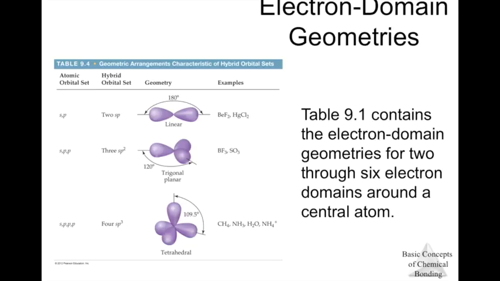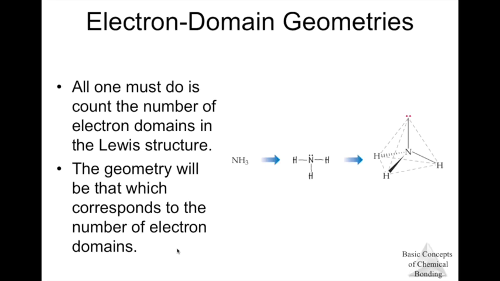And so if we're just looking at electron domain geometries, this is what you look at. So if we had something that had an S and a P orbital, it's going to have this linear shape, right? If you had S and two P, you'd have a trigonal planar shape, or you could have a tetrahedral shape. So basically all I have to do is figure out how many electron domains there are in the Lewis structure, and that can help you figure out what the geometry would be.